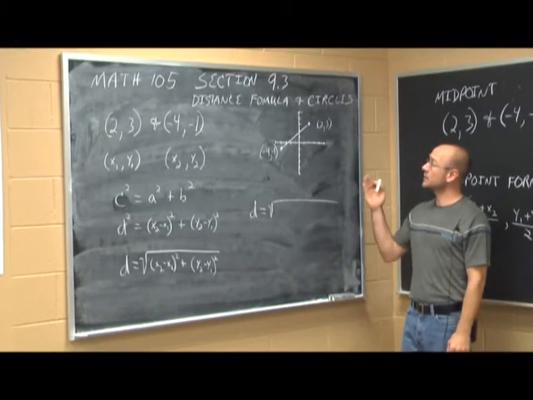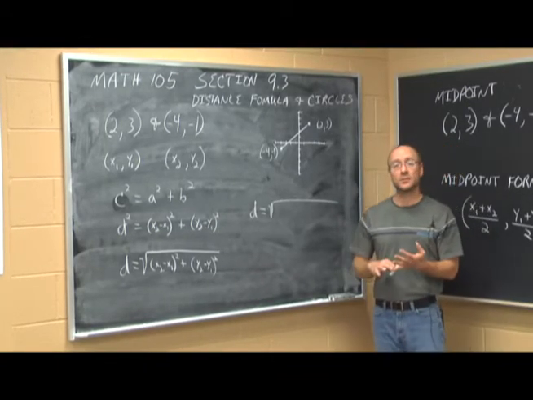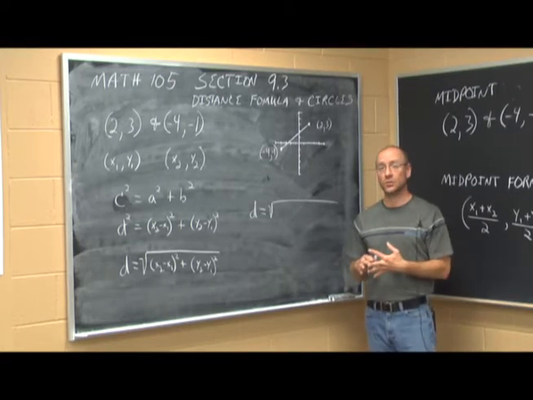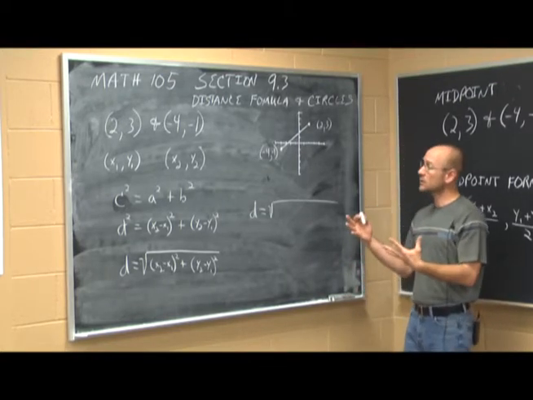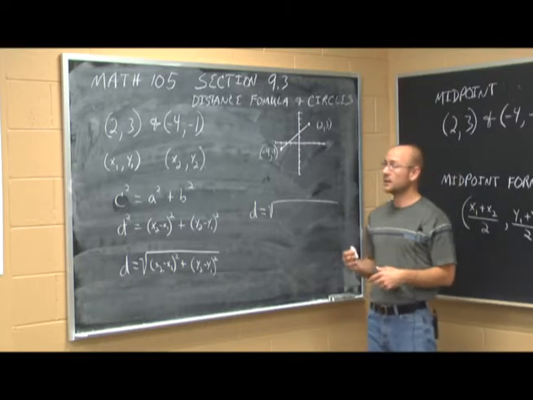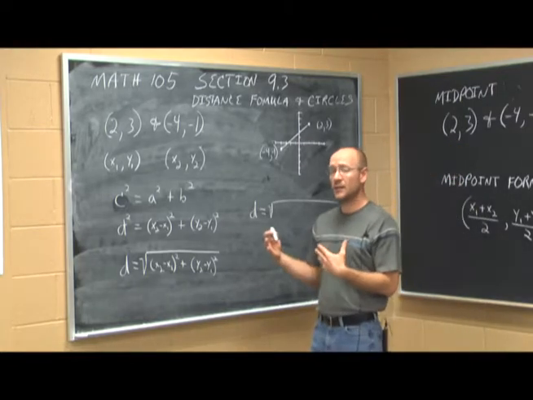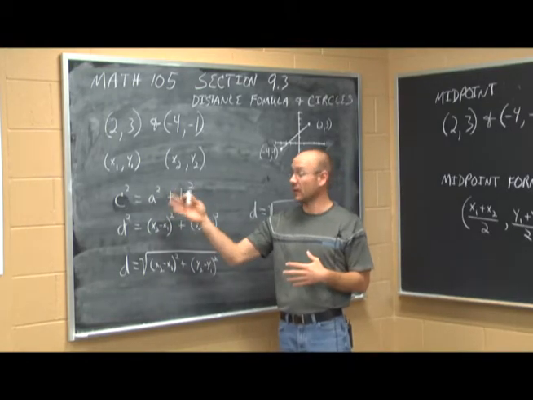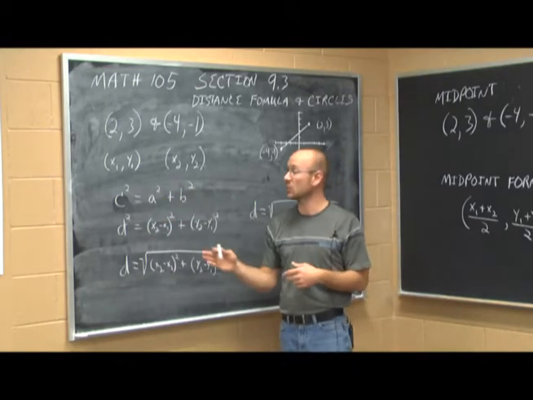In this video, this is section 9.3. We're going to talk about the distance formula, the midpoint formula, and how they relate to circles. The first thing we're going to look at is the distance formula, and the distance formula is nothing more than a variation of the Pythagorean theorem. Hopefully we recall a squared plus b squared equals c squared.